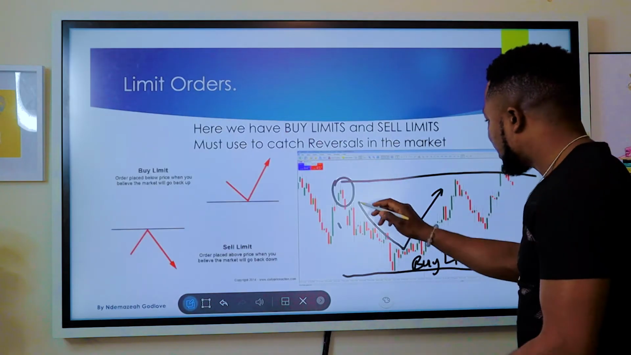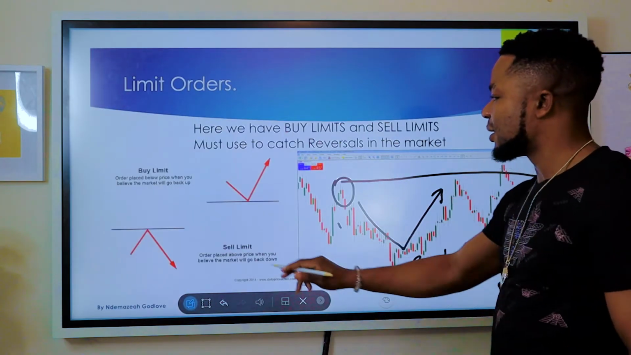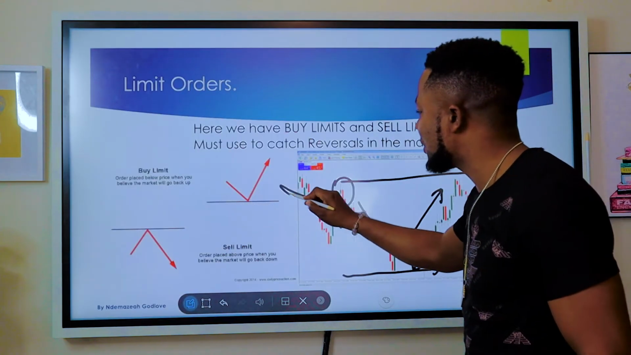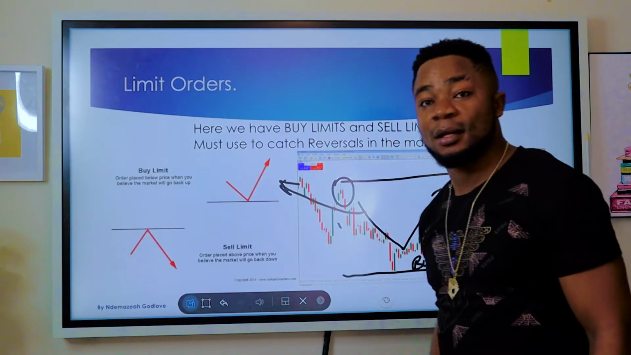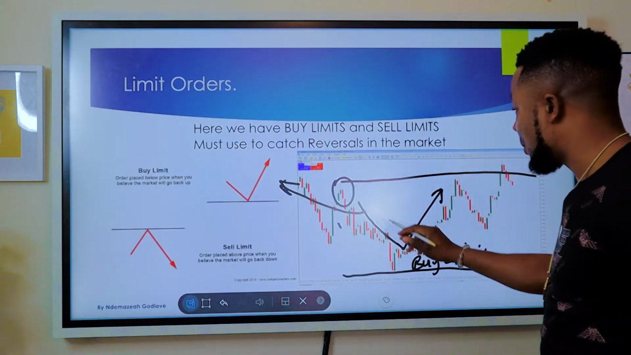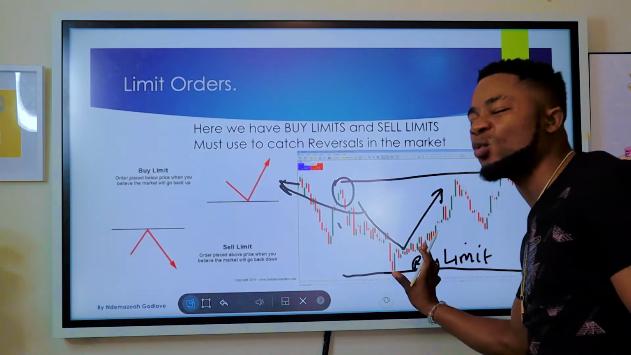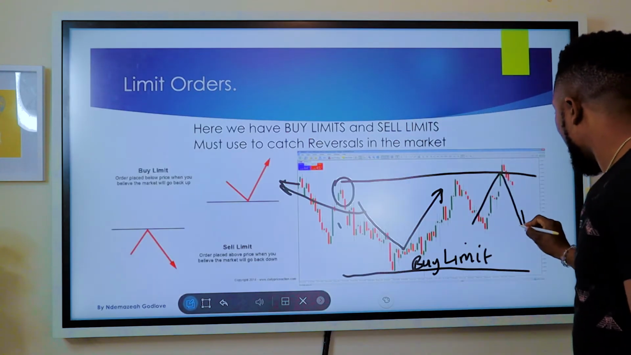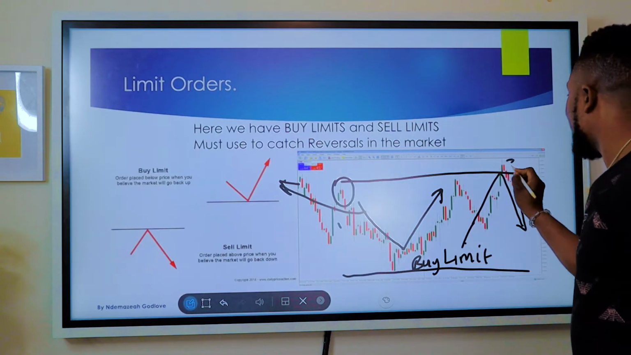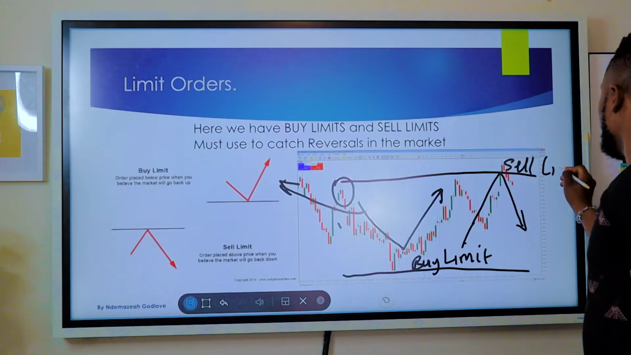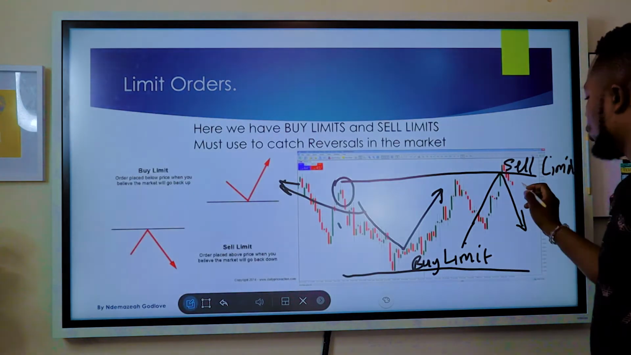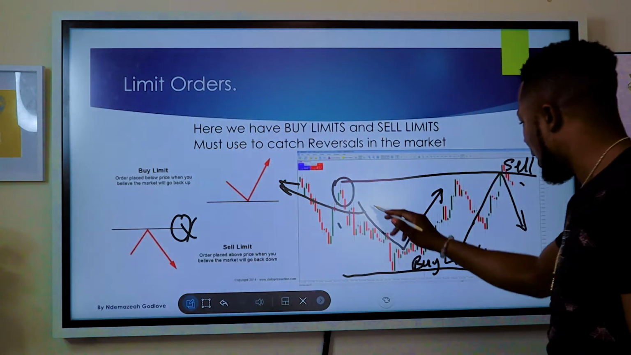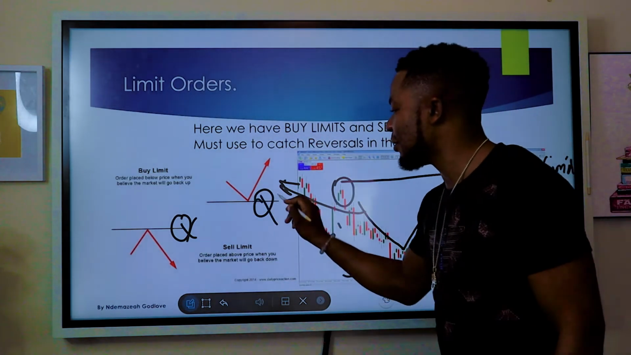So this same thing I've just drawn here is the same thing here. Can you see? This same line is the same thing. This same coming to bounce here and go up, because we were trying to catch this reversal. Remember, I also had something here when I was explaining sell limit. The same thing I drew here is the same thing here.